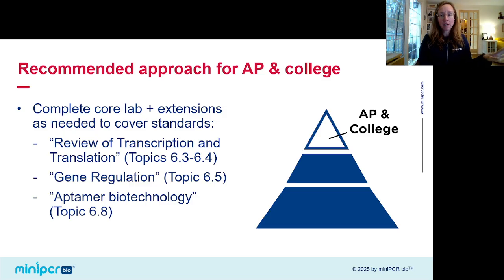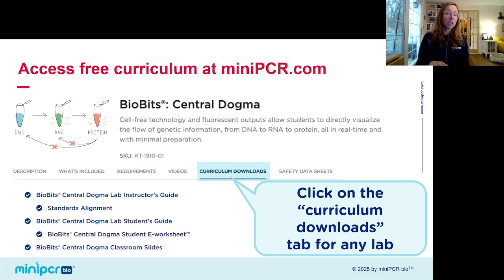Now again, AP Bio is just shown here for example. The key would be tailoring your use of extensions to your curriculum. But by mixing and matching those, you can reach students at really any level who are learning biology. You can download all of those extensions, all of our curriculum from our website. If you go to the Central Dogma Lab page, click the Curriculum Downloads tab, and you'll be able to download the Instructor's Guide, Student's Guide, slides, and more.